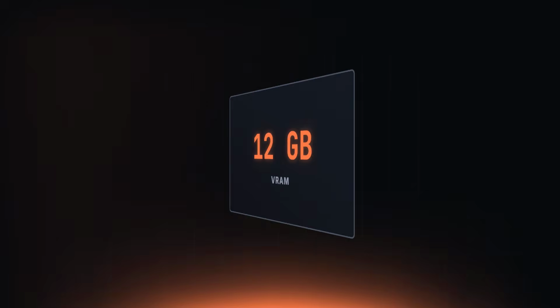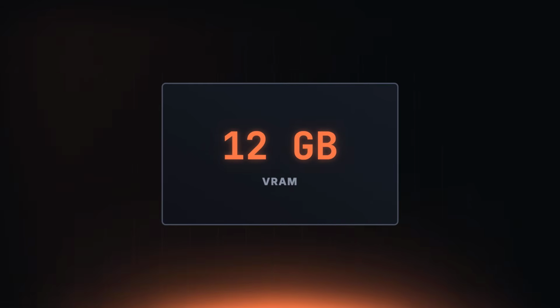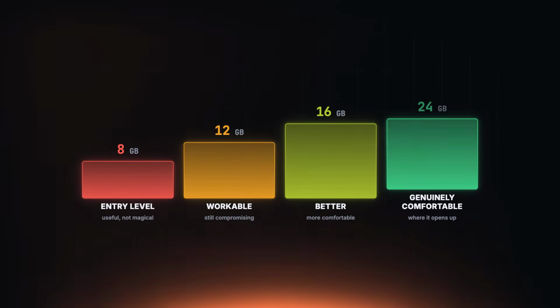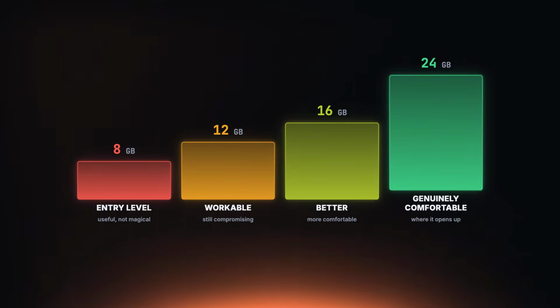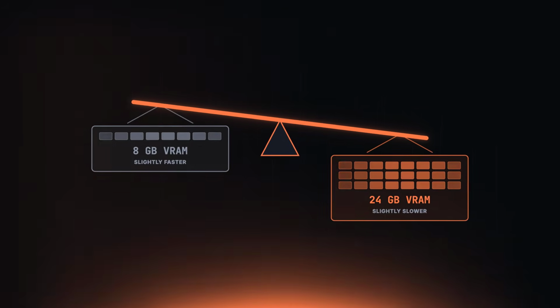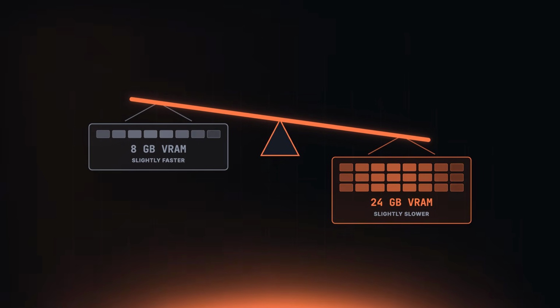For a desktop GPU, think about VRAM before you think about the marketing name. 8 GB is entry level, 12 is workable, 16 is better, 24 is the level where a lot of local AI starts becoming genuinely comfortable. If you're choosing between a slightly faster GPU with less VRAM and a slightly slower one with more VRAM, I would usually take the memory for local AI.